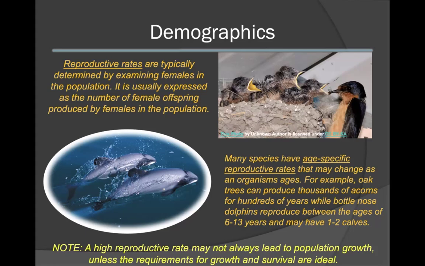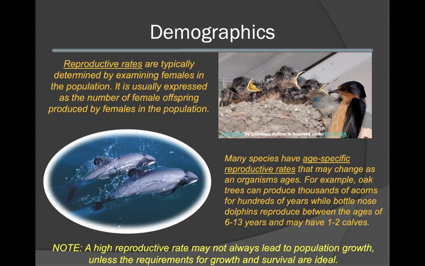In addition, many species can have age-specific reproductive rates that change over time. For instance, oak trees can produce thousands of acorns for hundreds of years throughout their lifetime, exhibiting a more steady state reproductive rate that doesn't change, while bottlenose dolphins, as seen to the left here, reproduce specifically between the ages of 6 to 13. In addition, they only have 1 to 2 calves at each reproductive event, thus exhibiting an age-specific reproductive rate. As they expand their lifespan past 13 years, there are very few of those females that are able to reproduce.